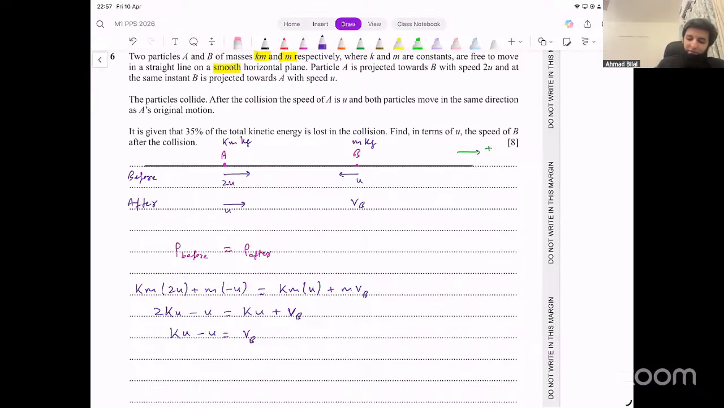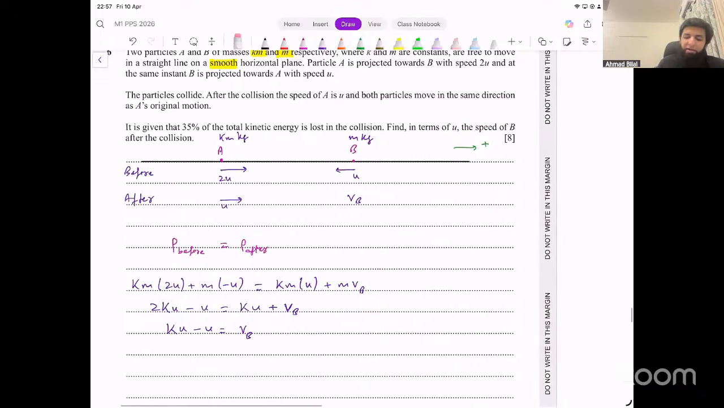Now, what is it that we were looking for? Speed of B after collision. That's exactly what we were looking for, but we wanted to find that in terms of u. So now the problem is we also need the value of k somehow. For that, we can use the kinetic energy information they gave us. They told us that 35% of the total kinetic energy is lost in the collision. Now what does that mean?